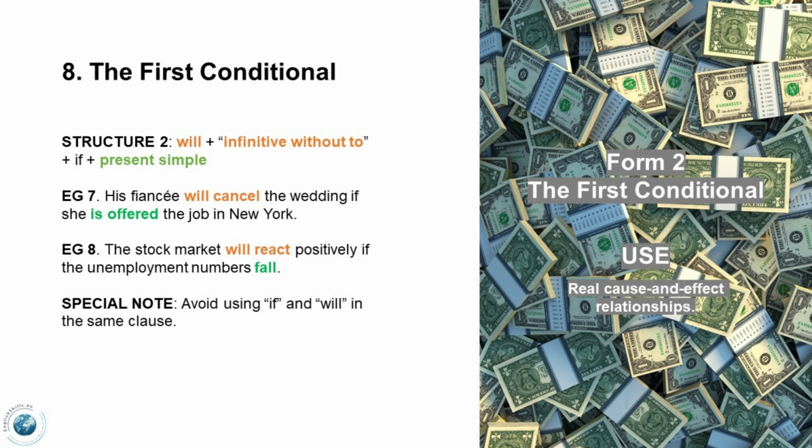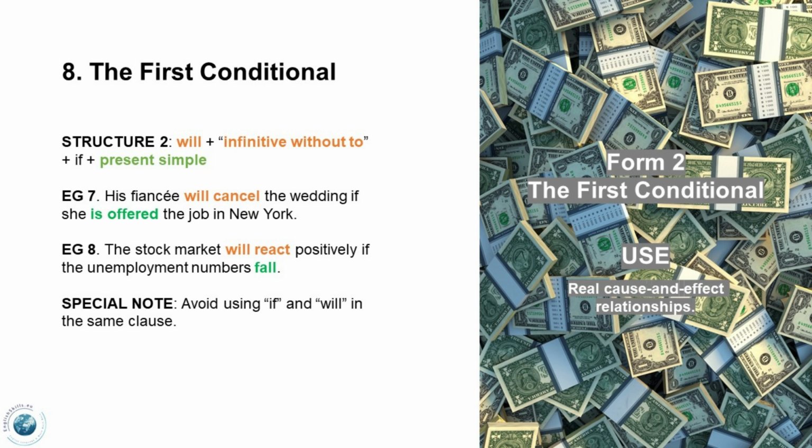Example 8. The stock market will react positively if the unemployment numbers fall. This is a real causal relationship. But we are not using the zero conditional, because we do not know for 100% that the stock market will react positively. We just expect it to.